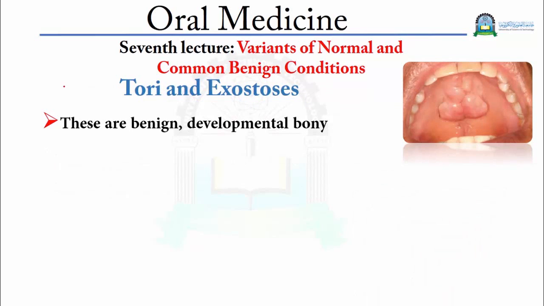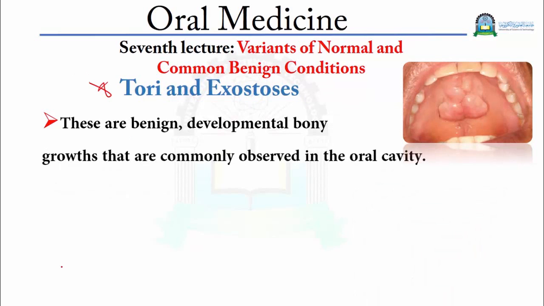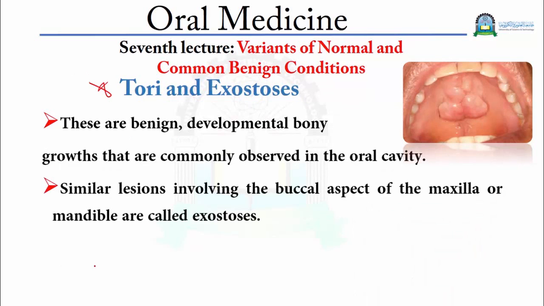The other lesion is the tori and exostosis. Tori and exostosis are bony lesions that can be present in the maxillary arch or the mandibular arch. These are benign developmental bony growths that are commonly observed in the oral cavity. Similar lesions that may be present on the buccal aspect of the maxilla or the mandible we call bony exostosis.